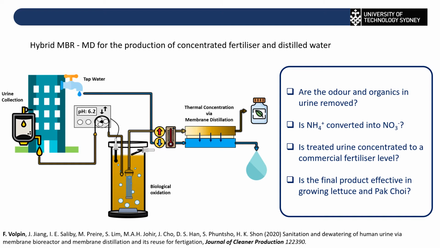The research questions are: are the odor and organics in urine removed? Second, is ammonia converted into nitrate? Is the treated urine concentrated to a commercial fertilizer level? Is the final product effective in growing lettuce and pak choi plants? This study was published in the Journal of Cleaner Production.